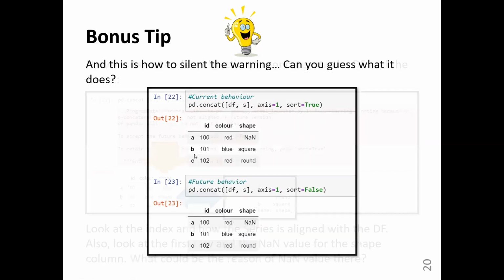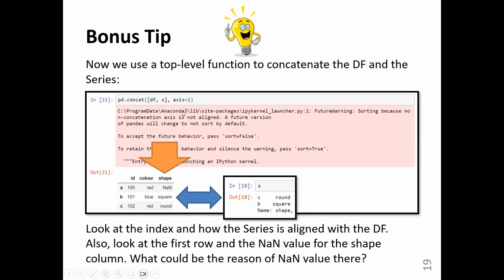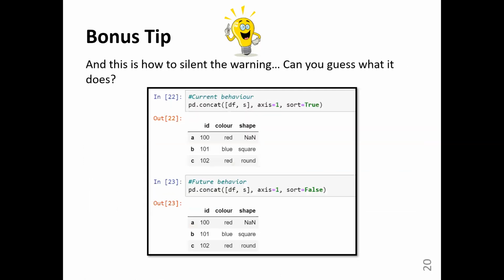Okay, just one thing, if you use Anaconda and when you say pd.concat df and s, comma, axis equal to 1, in some old version of Anaconda, you may receive this error. You can simply say sort equal to true, which is the current behavior, but sort equal to false is what would happen in later versions. That's what the warning is about.